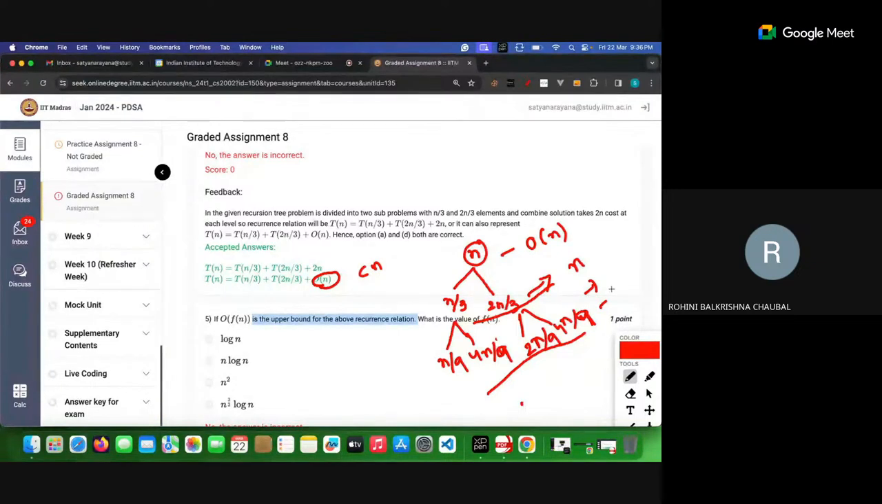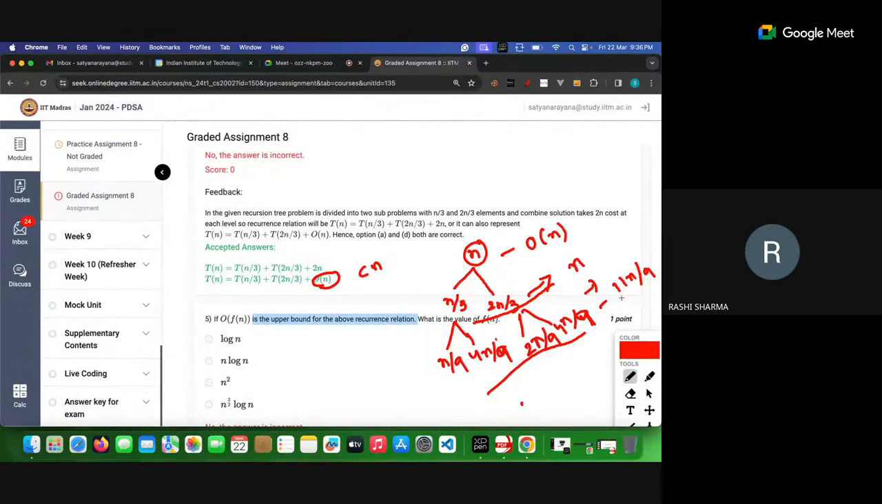If you add all the 4, what is that? 11 by 9. So now my question is, is it increasing or decreasing? It is decreasing. No, 11 by 9, it is increasing. 2n by 9. This is 2n by 9. 9 by 3, n by 3.